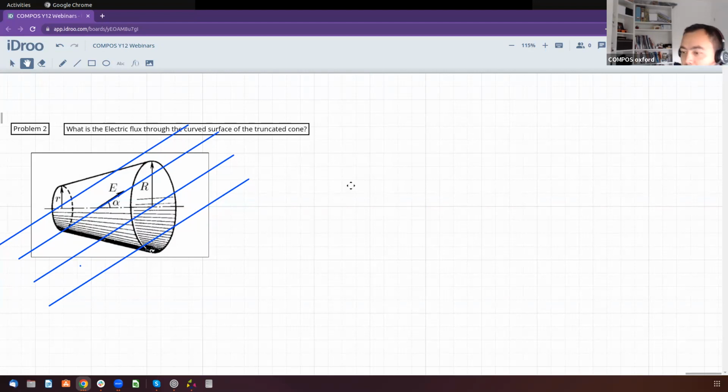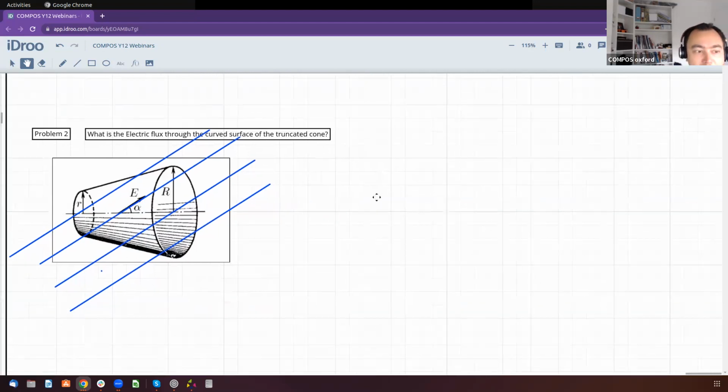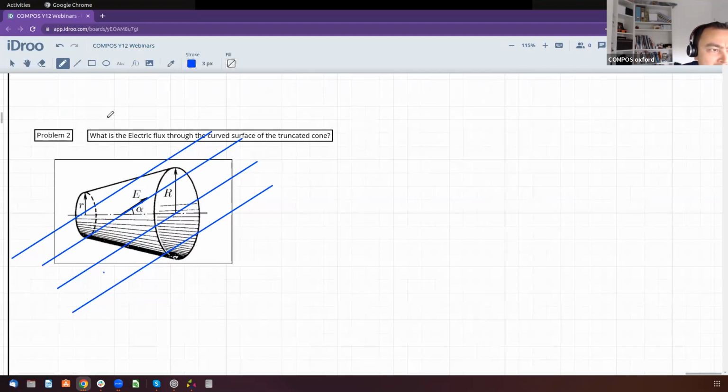All right. So I better explain what electric flux is. Have you heard of magnetic flux? Yes or no? Magnetic flux. Okay, so you have heard of magnetic flux. Well, the electric flux is the same thing. There's no difference. It's just the magnetic field and the electric field, right?